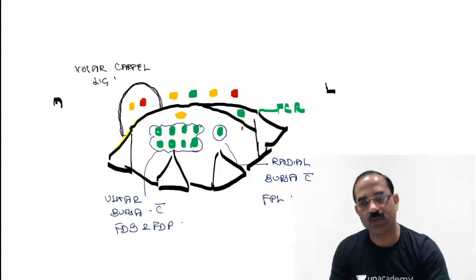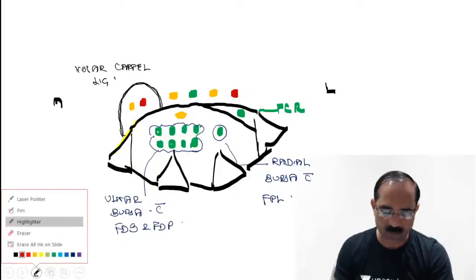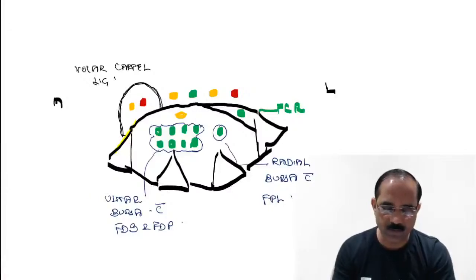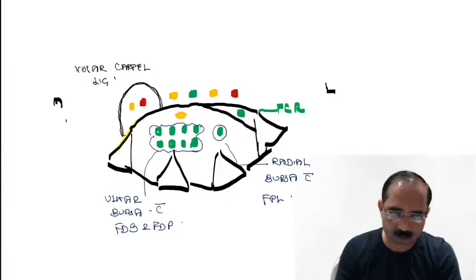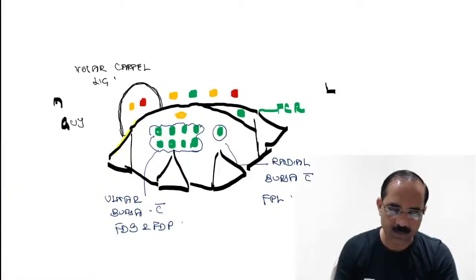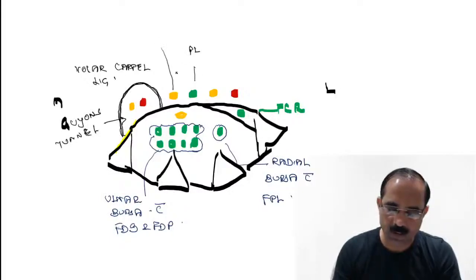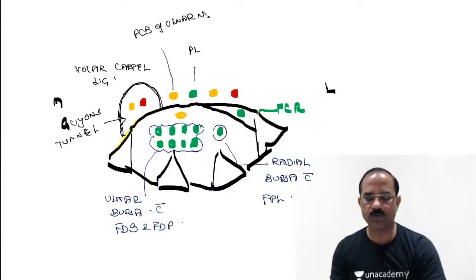And what are the structures which go above the flexor retinaculum? One is the ulnar nerve and vessels. Ulnar nerve and vessels go through Guyon's tunnel. Now, what is this tendon of? This is the tendon of palmaris longus. What is this? Anyone? This is the palmar cutaneous branch of the ulnar nerve.